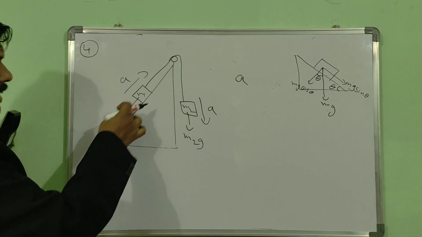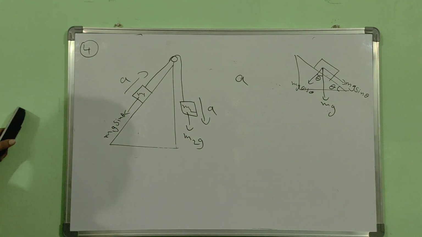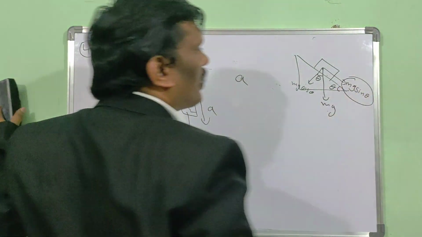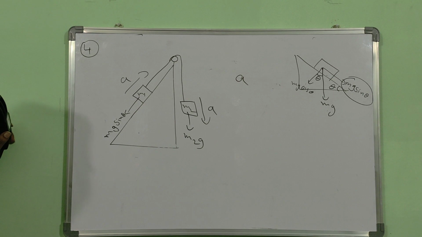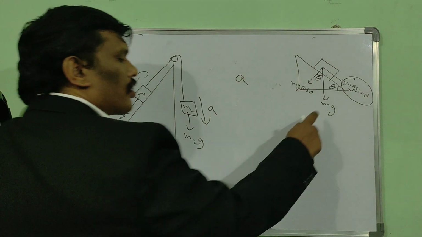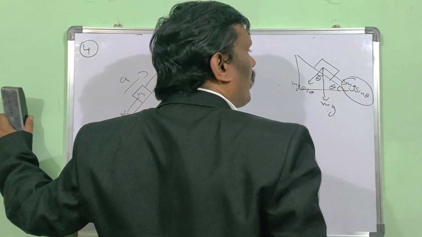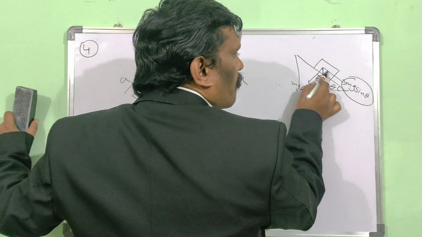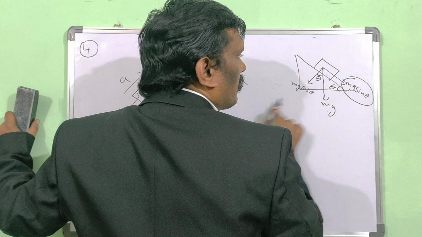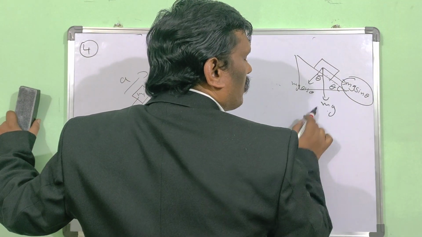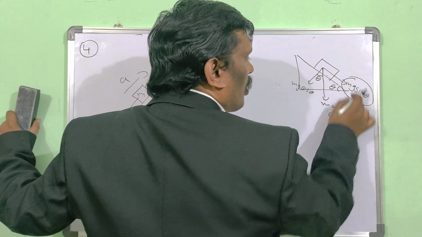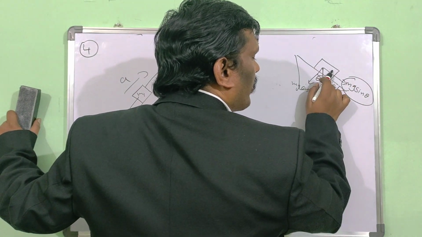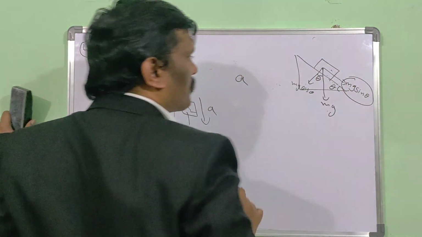So what is the weight acting along the inclined plane? Not m1g, that is mg sin theta. Only the parallel component of the original weight will act along the inclined plane. I am going to repeat once again: the parallel component to the inclined plane is the only weight acting on the body.